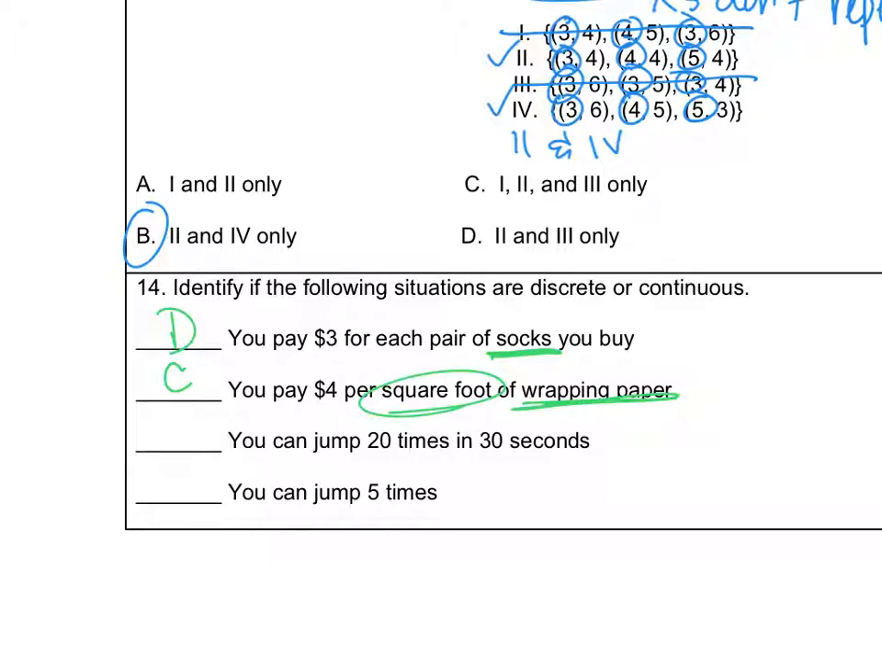You can jump 20 times in 30 seconds. Can you break up those 20 jumps? Yes, you can. If you could jump 20 times in 30 seconds, then you could say you could jump 10 times in 15 seconds. And break that up a little further, and then you can jump 5 times. That would be discrete because you can't break that up. You could jump 1 time or 2 times or 3 times, but you're not given a rate.